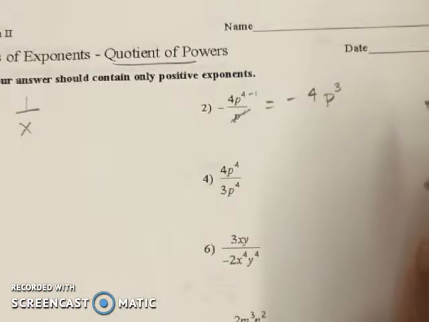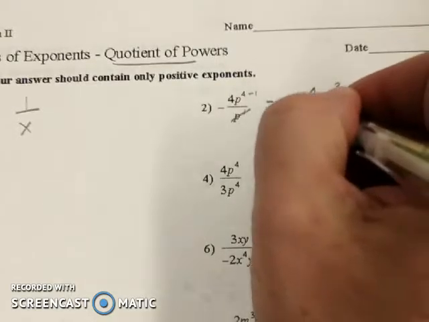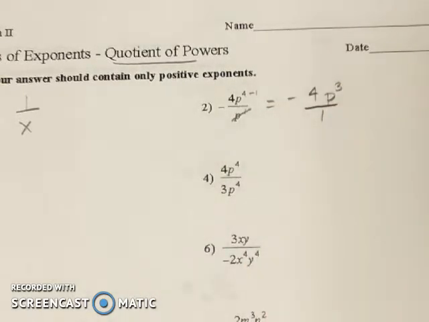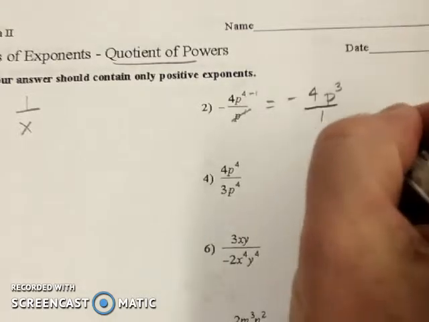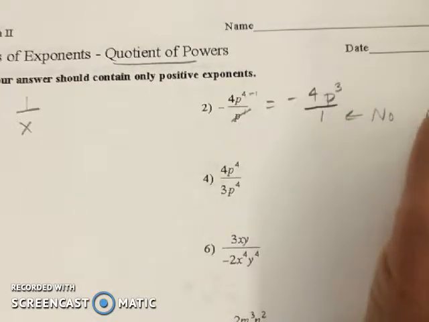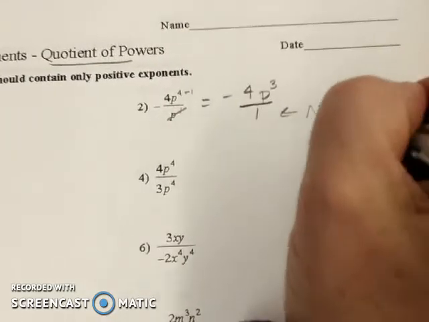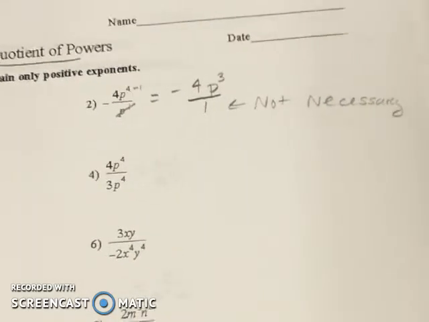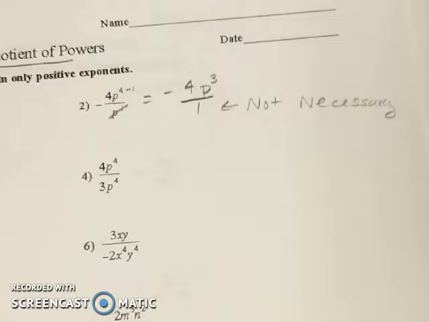And if everything leaves the denominator, you do not have to write this as a fraction. But if it makes your little heart happy because you started with a fraction and you need to end with a fraction, you can put a 1 in the denominator. Again, this part is not necessary for you to do, but you can if you really feel like you have to.